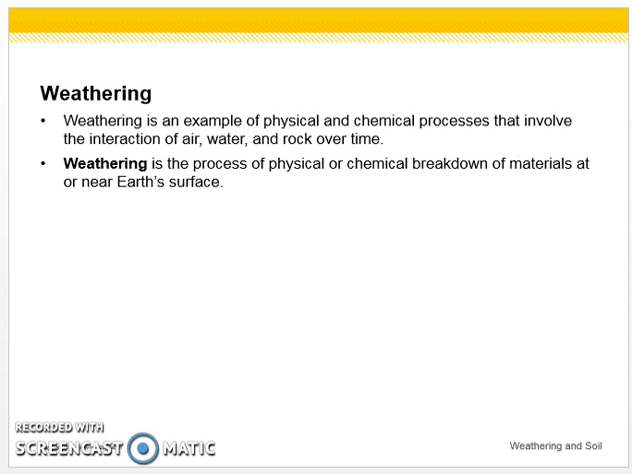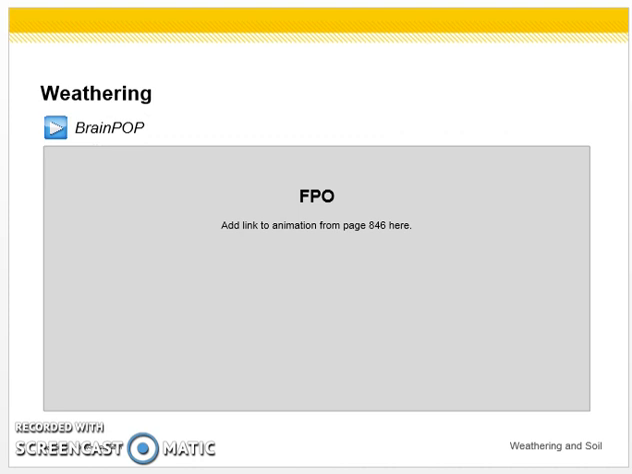Weathering is an example of physical and chemical processes that involve the interaction of air, water, and rock over an amount of time. Weathering is the process of physical or chemical breakdown of those materials at or near Earth's surface.